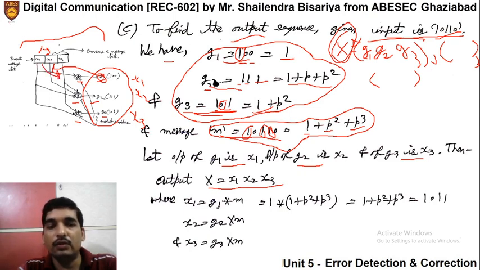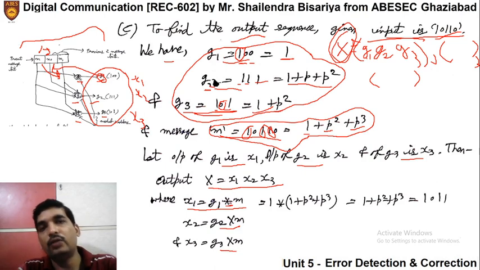Let us say x1 is equal to, what will be the value of x1? G1 with m, the message polynomial. Similarly x2 will be g2 into m and x3 will be g3 into m. So let us find out the polynomial first.